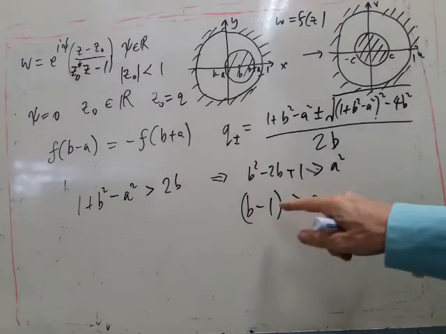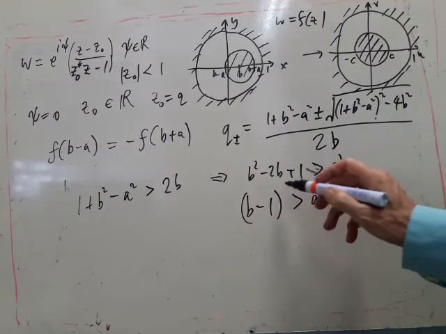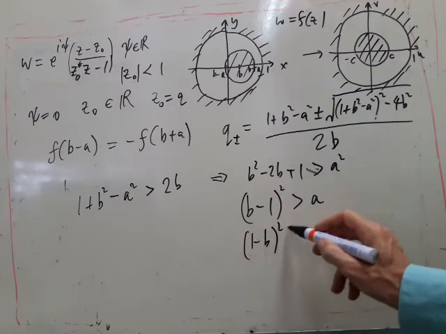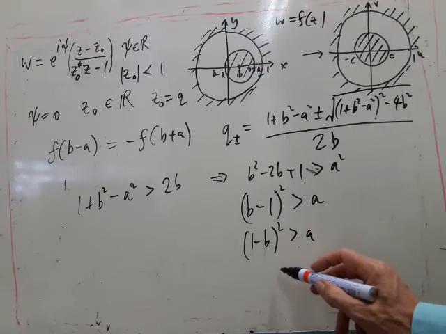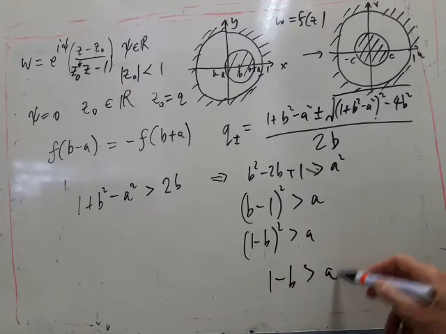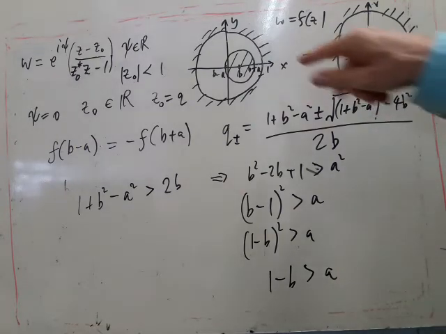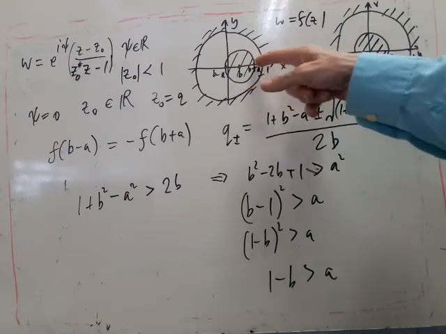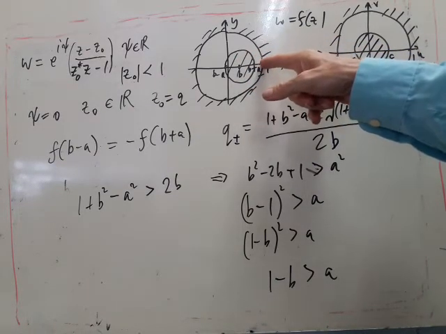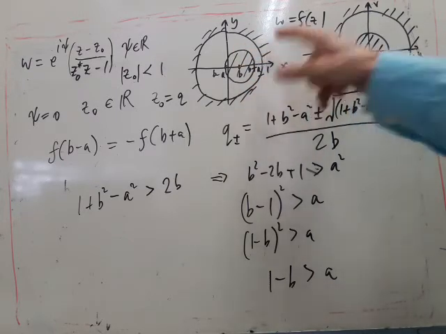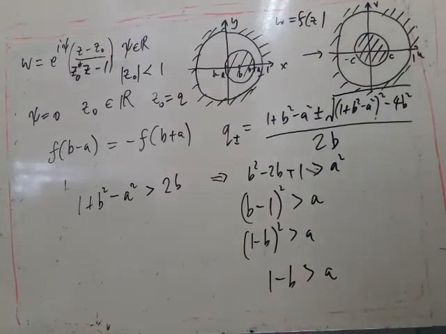Okay, that doesn't make sense. Obviously b can't be greater than 1, so that's the same as 1 minus b. Therefore, yes, I need 1 minus b is greater than a. Yeah, that makes sense, because you see 1 minus b is this distance here, and I need that to be greater than a, the radius of the circle, otherwise this circle will intersect this circle. So this makes sense. I'm consistent as long as this is true.